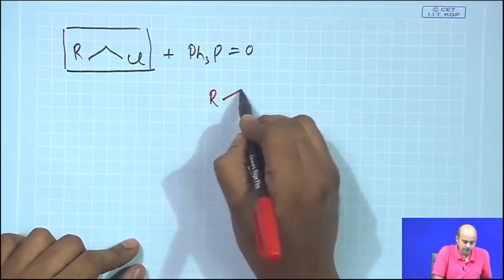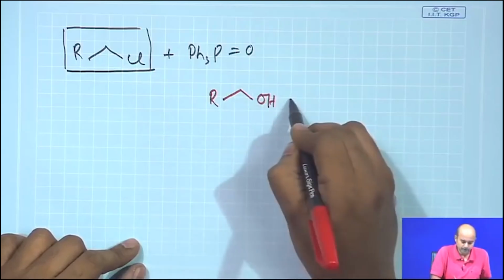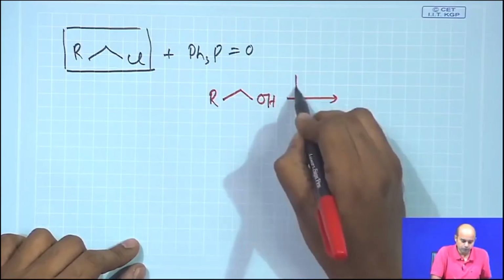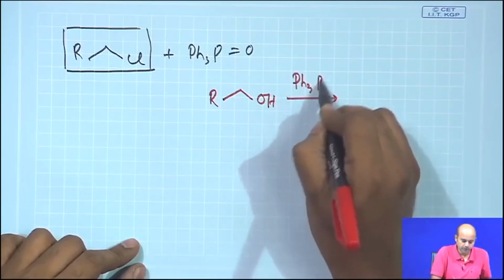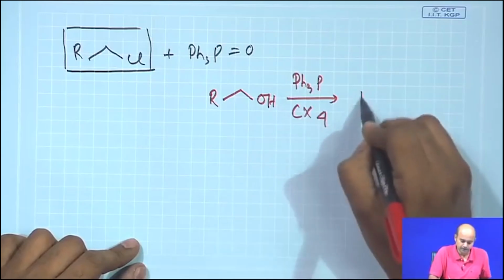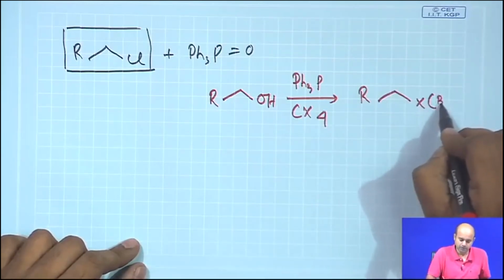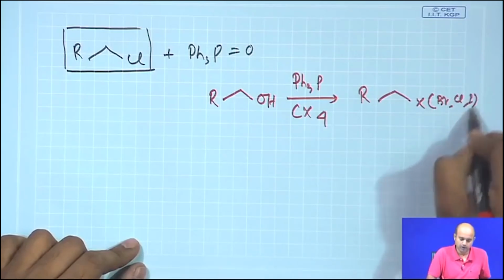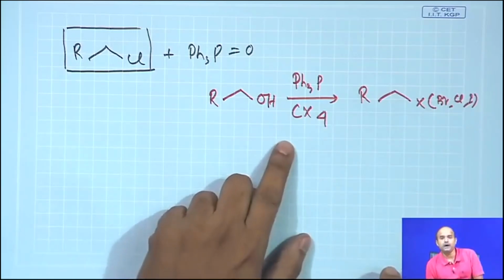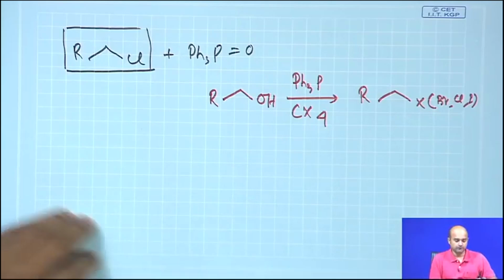You can take this kind of compound and, depending on the source of the halogen, you will get the corresponding X. X stands for bromo, chloro, iodo. This is a one step reaction, and I will explain the mechanism.